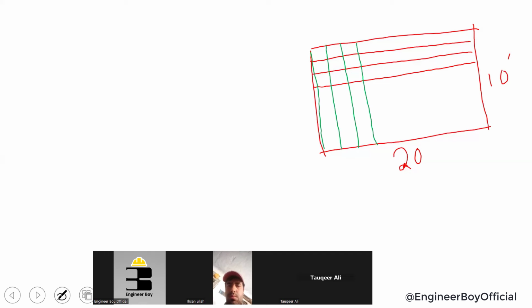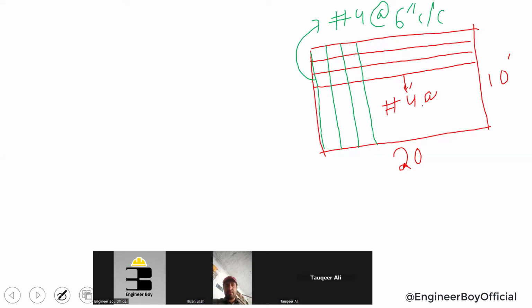bars. Okay. Now let's say we are given that the main bars are let's say number 4, and they are 6 inches center to center. It means the distance between two bars is just 6 inches. It's very clear and you guys must be familiar with that. Now let's say the distribution bars are number 4 and they are also at 6 inches center to center. Can be different, can be 12 inches, can be 9 inches, no problem. But this time this is just an example.